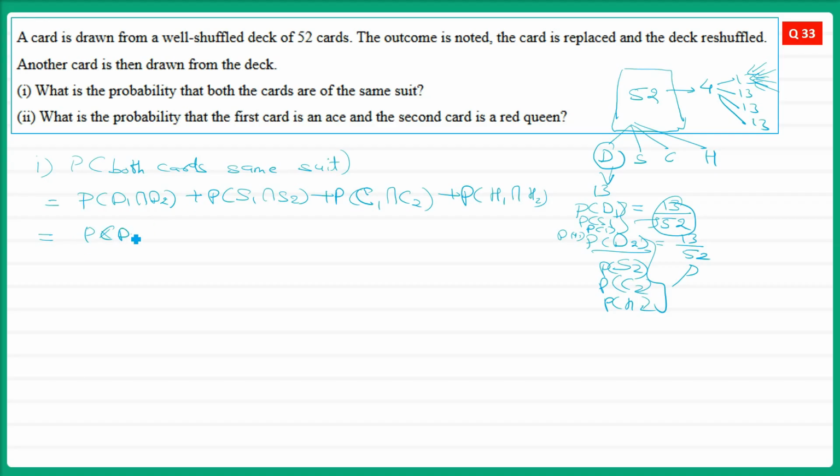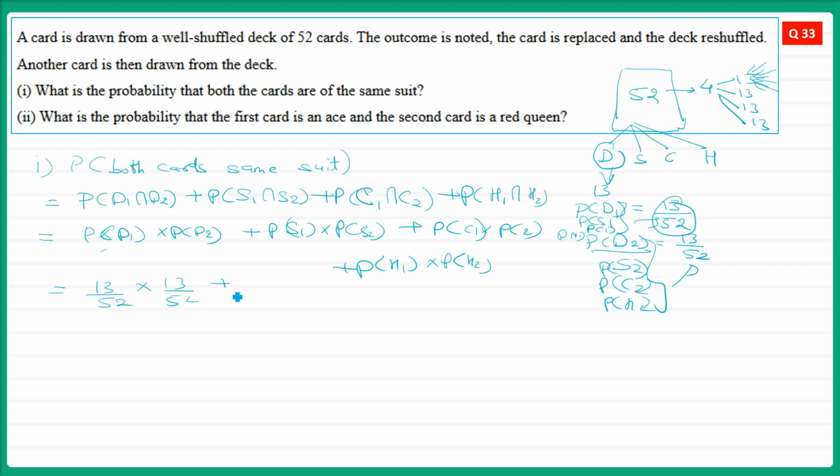So the first can be written as PD1 multiplied by PD2. The second can be written as PS1 multiplied by PS2. The third goes like this, PC1 multiplied by PC2. The fourth one goes PH1 multiplied by PH2. Now there are two probabilities multiplied, and then added across the 4 probabilities.